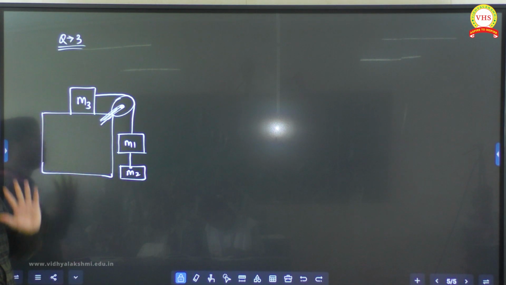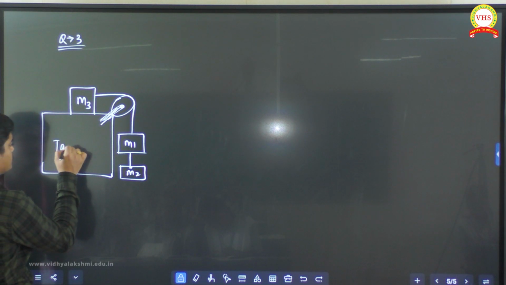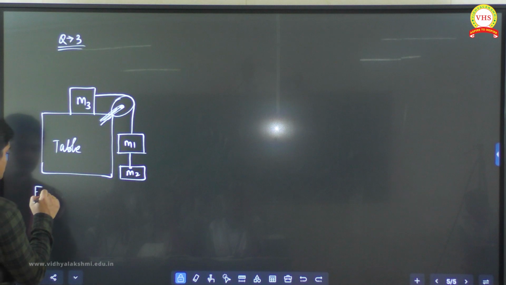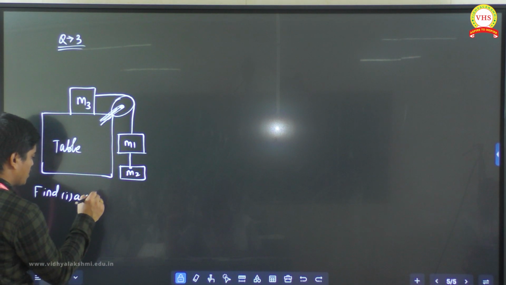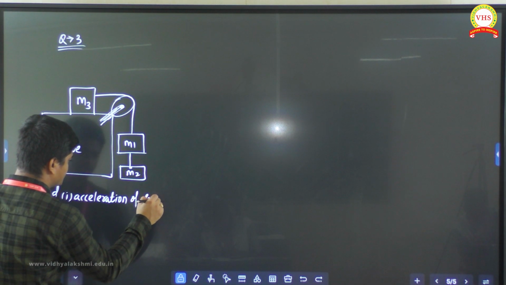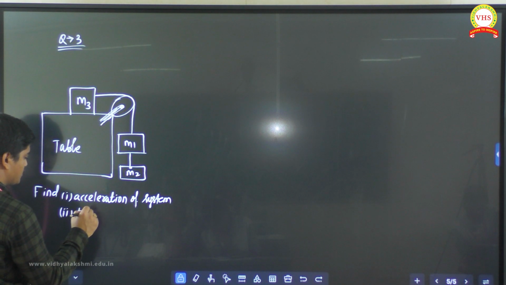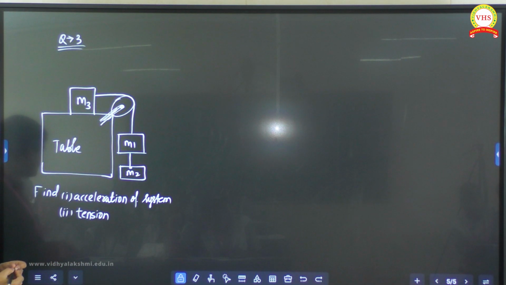All of you listen, M1, M2, M3. Yes or no? M1, M2, M3. And here one table is there. Clear? Now you have to find here: the acceleration of the system. Second, tension. See here, two strings are there.